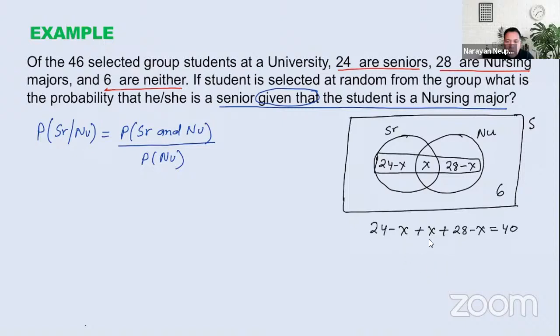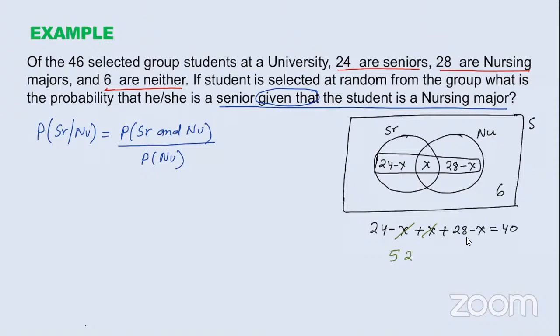So now let's solve this equation. See here, X and X cancel. X and X get canceled. 24 and 28, if you add those two, how much is that? 52. Okay. Did you say 52? Yes. Good.